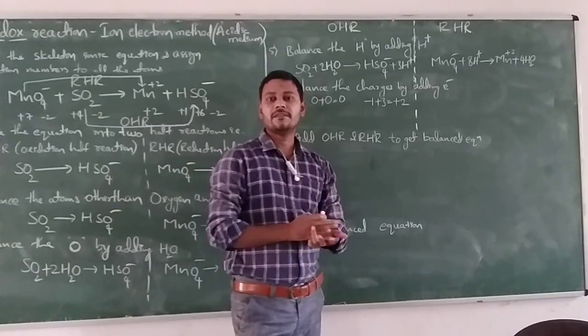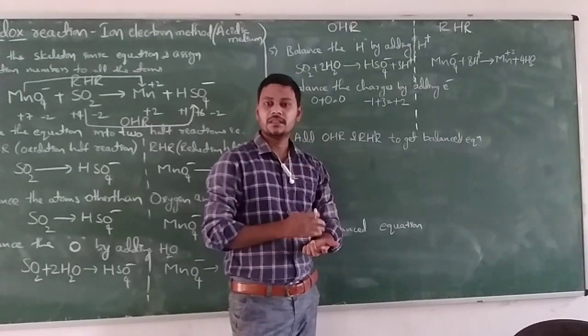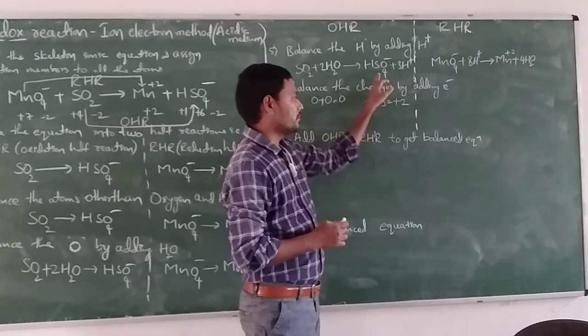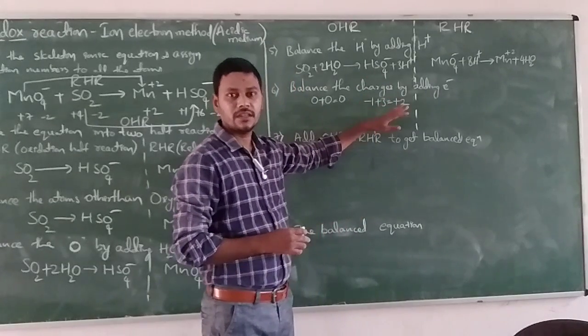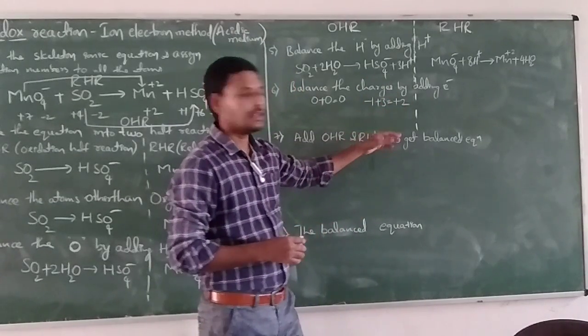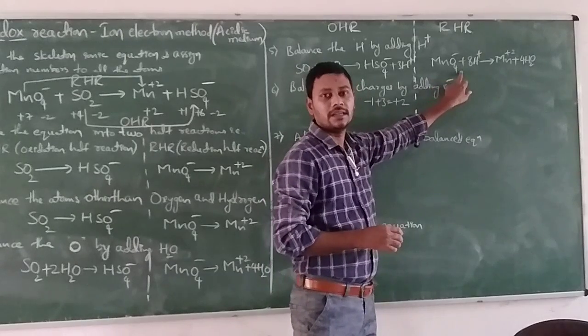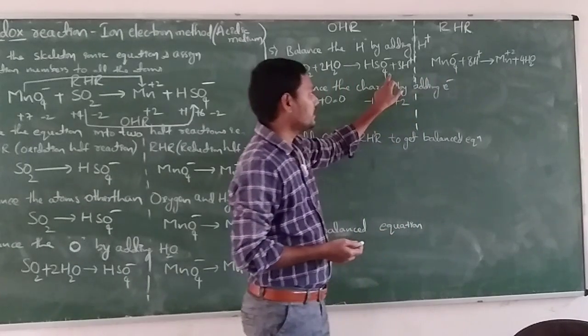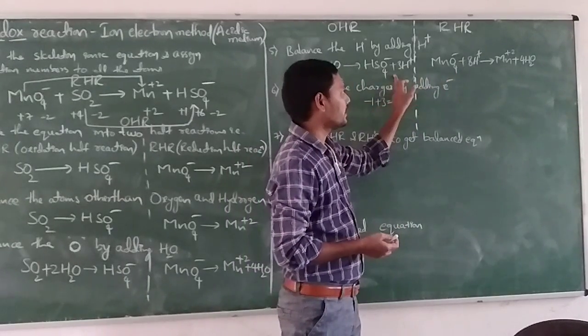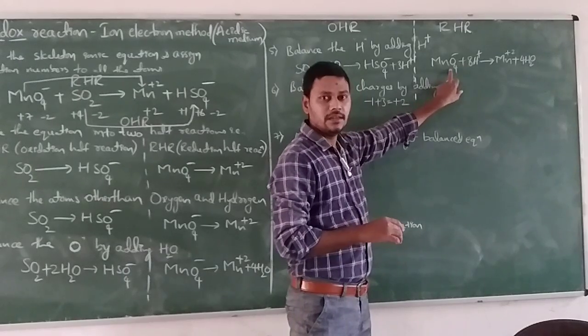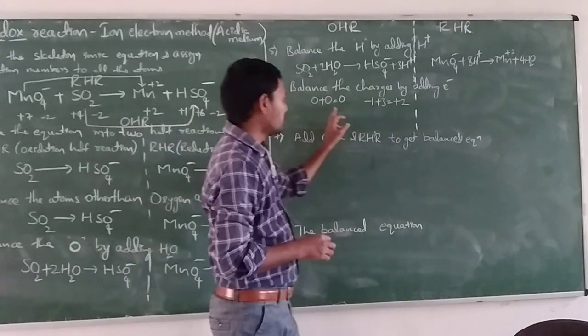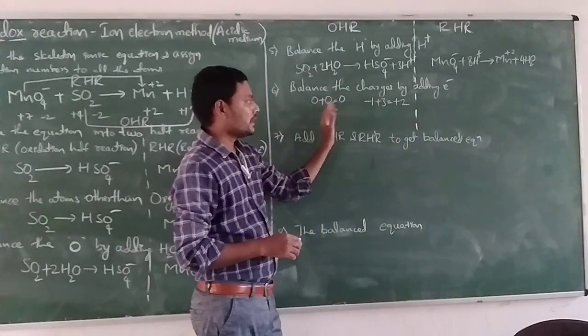Remember one point while balancing the charges. In oxidation half reaction, we are always adding the electrons right side, product side. In reduction half reaction, we are always adding the electrons left side, nothing but reactant side. Here product side, we are adding the electrons. Here reactant side, we are adding the electrons. The charges must be equal left and right.